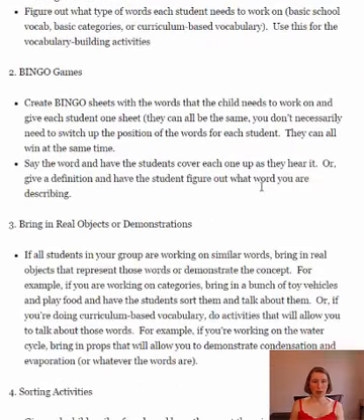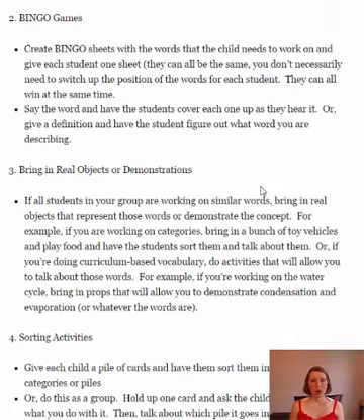Okay, so let's move on to some activities that will actually build the vocabulary. The first one I have here is a bingo game. So you can create some bingo sheets with the words that the child needs to work on. If they're all working on similar words, maybe they all have the same sheet.